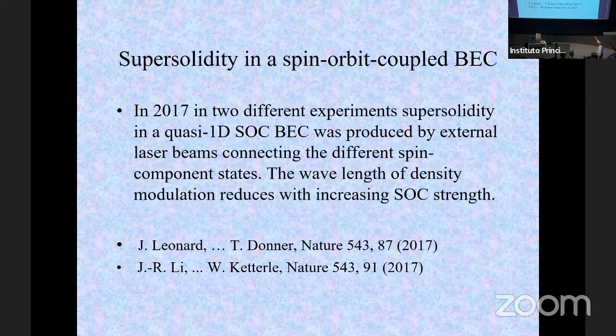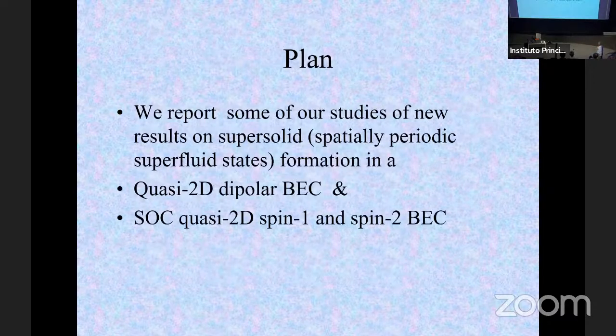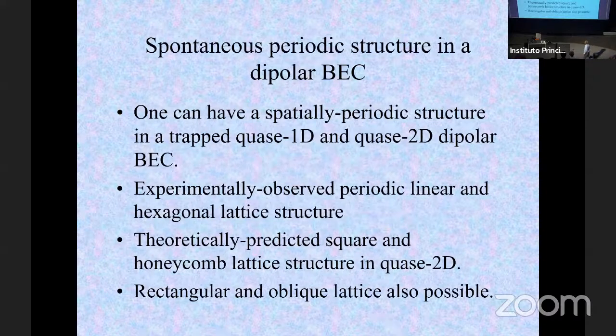And in these two experiments, they observed supersolidity in spin orbit coupled BEC. So we'll report some of our studies, new results on supersolid, the spatially periodic superfluid states in quasi-2D dipolar BEC and quasi-2D spin-1 and spin-2 spin orbit coupled BEC. So, spontaneous periodic structure in a dipolar BEC. One can have a spatially periodic structure in the trapped quasi-1D and quasi-2D dipolar BEC.